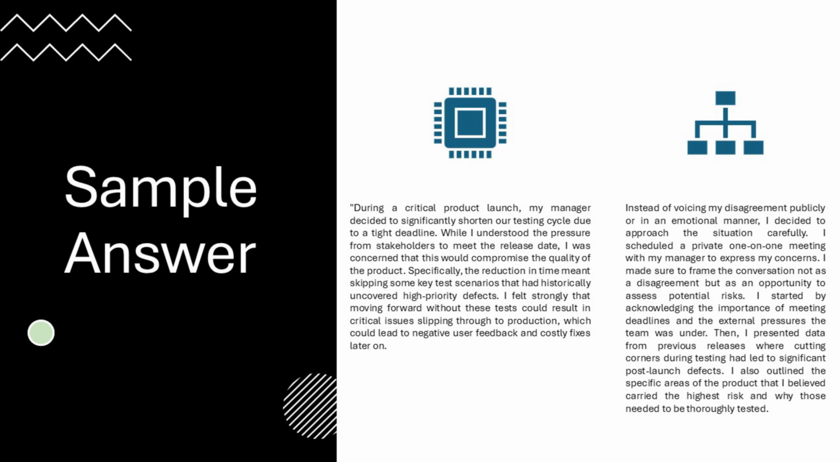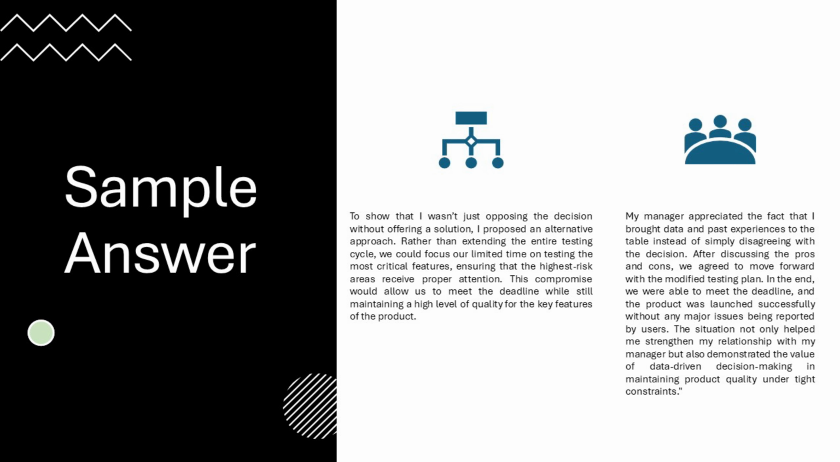I also outlined the specific areas of the product that I believed carried the highest risk and why those needed to be thoroughly tested. To show that I wasn't just opposing the decision without offering a solution, I proposed an alternative approach. Rather than extending the entire testing cycle, we could focus our limited time on testing the most critical features, ensuring that the highest risk areas receive proper attention. This compromise would allow us to meet the deadline while still maintaining a high level of quality for the key features of the product. My manager appreciated the fact that I brought data and past experiences to the table instead of simply disagreeing with the decision.